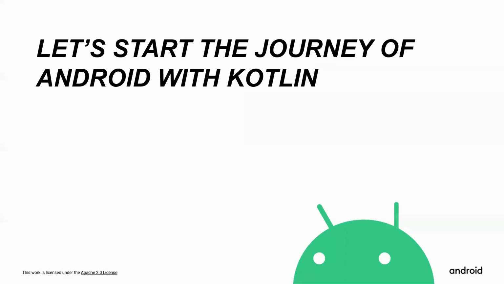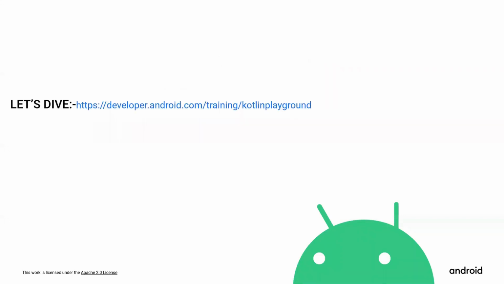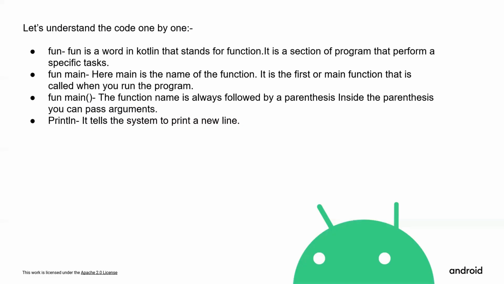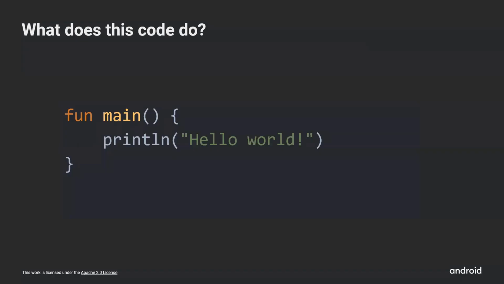So let's begin the journey of Android with Kotlin. Let us dive into the Kotlin Playground where we will start practicing Kotlin code. The link to the Kotlin Playground is displayed on the screen. So guys, can you guess what this code does? Yes, it will print hello world. Now let us understand the code one by one.